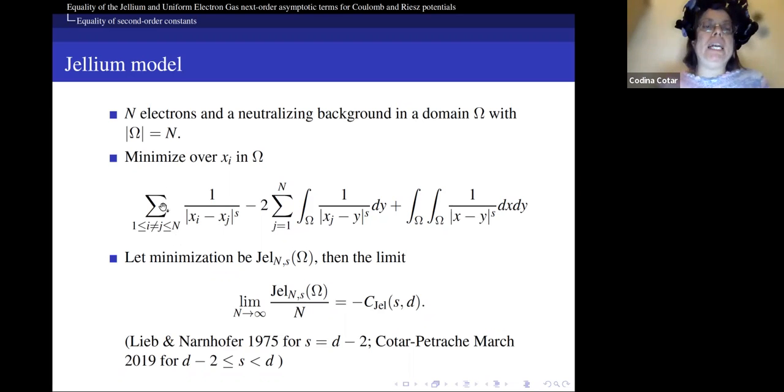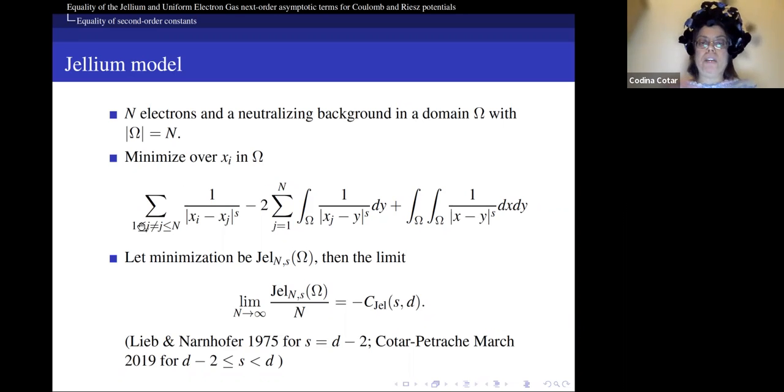Now, in the paper of Lieberman and Hofer, they minimize over xi in omega. However, you can show that you can get rid of just minimizing over xi in omega. You can minimize over all xi. The two minimization problems are the same. So you can show that for s between d minus 2 and d, the minimizer sits in omega, even if a priori you minimize over all possible xi.